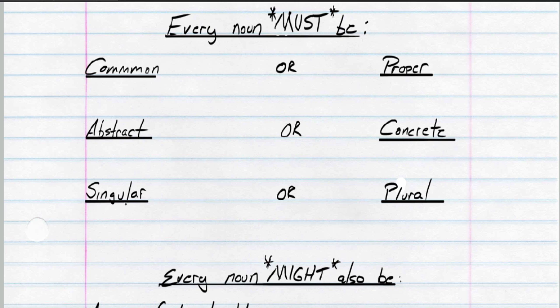Skip 2 more lines and put the word singular, S-I-N-G-U-L-A-R, singular, or put the word plural, P-L-U-R-A-L. Now, just so those stand out from the rest of the notes later on, I want you to underline each of those 6 words. So underline common, proper, abstract, concrete, singular, plural.